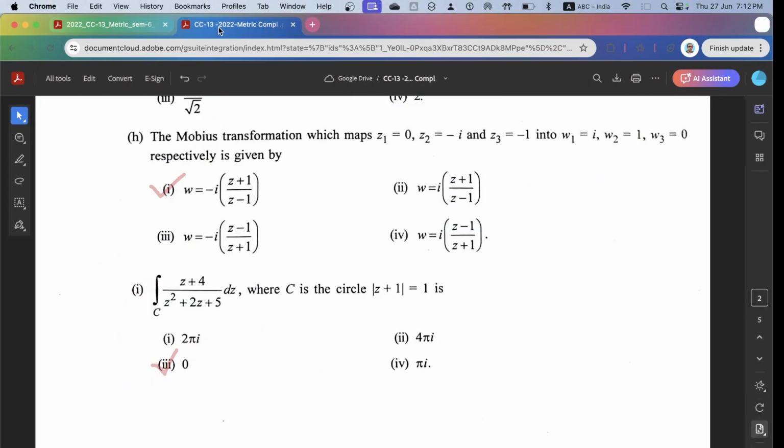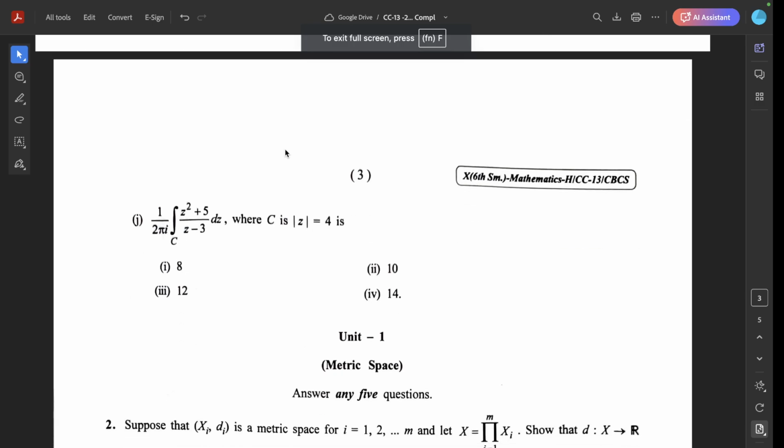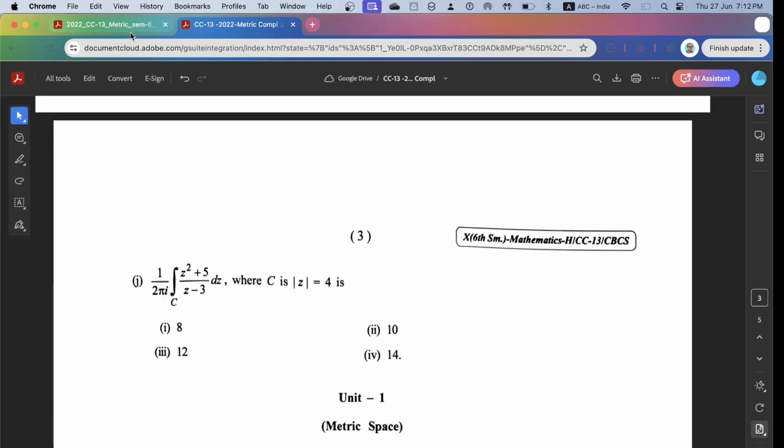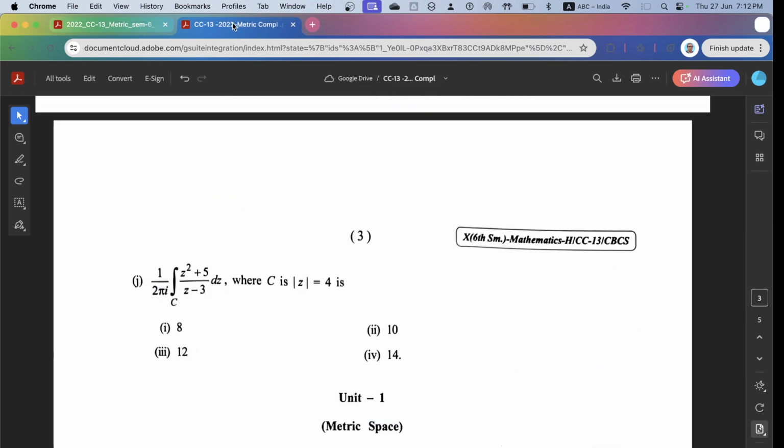Next question, question J, last MCQ. 1 by 2 pi i integration over C of (z square plus 5) by (z minus 3) dz, where C is modulus of z equal to 4. Correct option is 4. Answer 14.